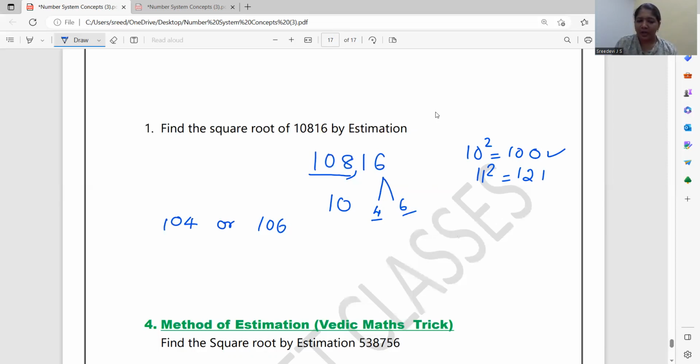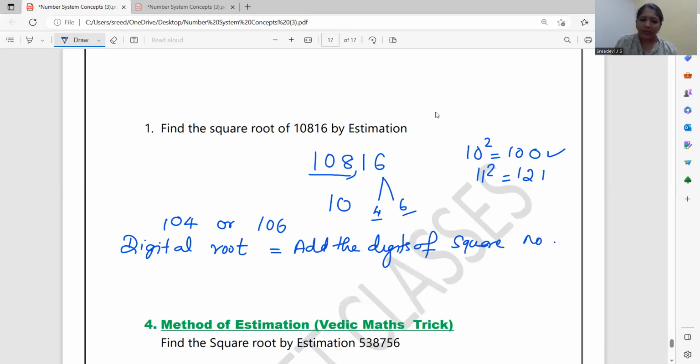So what is the possibility? How will you check? It is checking by the digital root method. It is a method in Vedic maths, the digital root method. So what does the digital root say? You have to add the digits of the square number. So what do you get? 1 plus 0 plus 8 plus 1 plus 6. 8 plus 1, 9 plus 1, 10, 10 plus 6, 16. 16, again 1 plus 6, so it is 7, right?